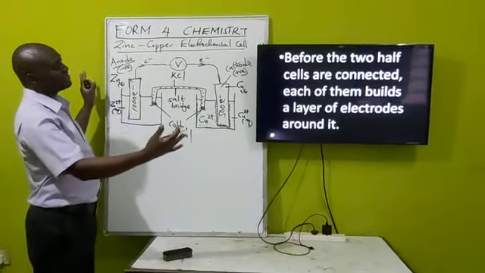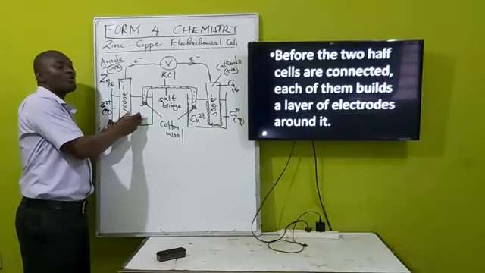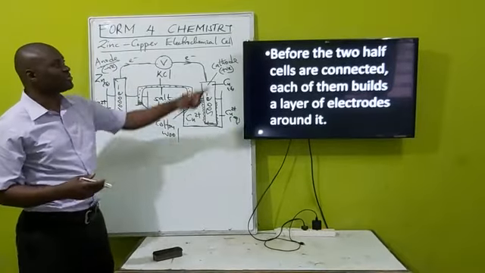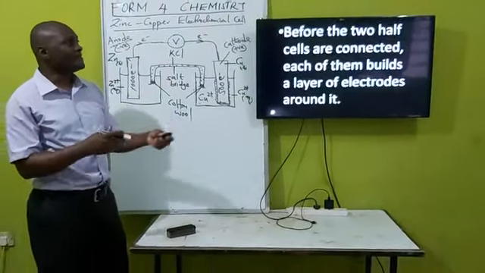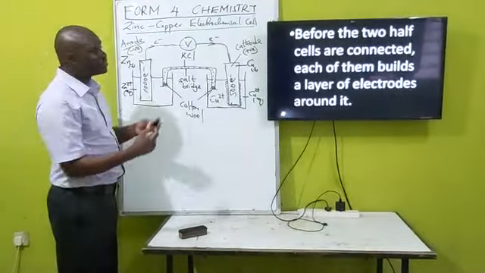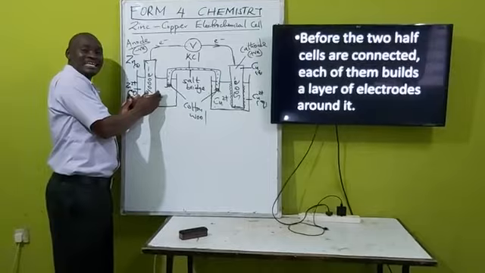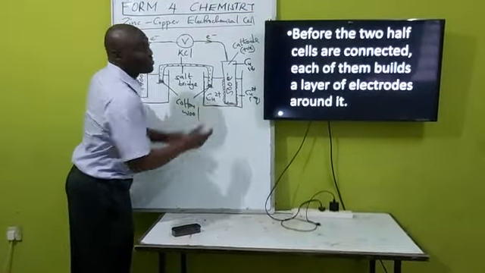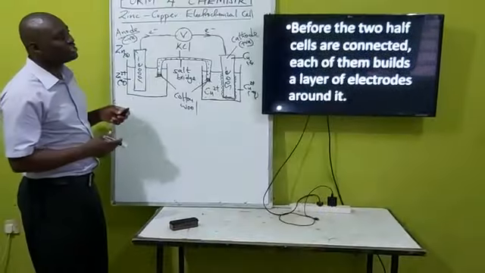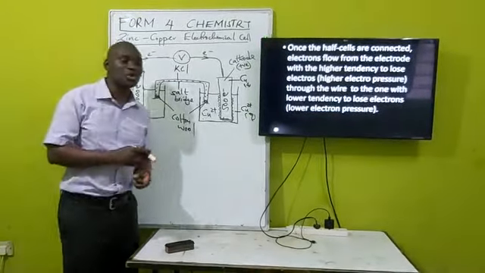So we said that before the two half cells are connected, we'll have electrons building up on the zinc electrode and electrons building up on the copper electrode. So before the two half cells are connected, each of them builds up a layer of electrons around it. Then the electrons will flow through the conducting wire. But then we have more electrons on the zinc because it is more reactive, and fewer electrons on the copper. So electrons will move from higher electron pressure to the lower electron pressure. So that is how the electrons normally move.